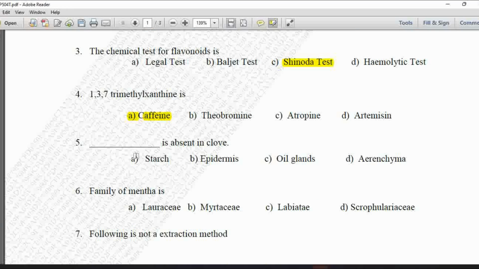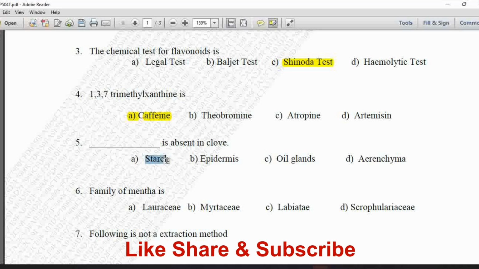Next MCQ, dash dash is absent in clove. Option A is starch, B epidermis, C oil glands, and D is parenchyma. So if we see the components of the clove bud, oil glands are present in the clove bud. Along with the oil glands, epidermis is present and parenchyma is also present. So starch is the component which is absent in the clove.